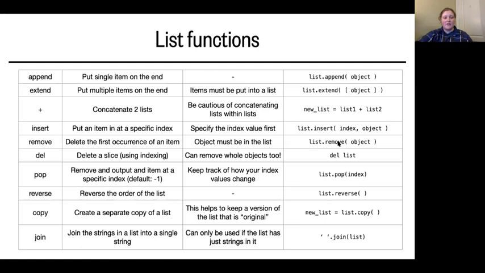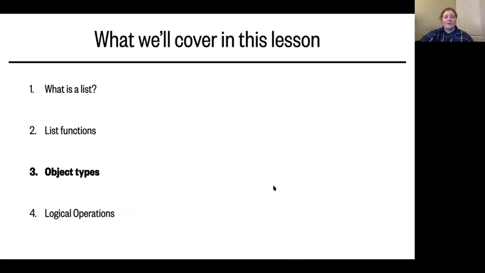Here I've put all of the list functions we just learned, so you can see a put-together list of what they do. Here are some of the caveats and warning signs, and then here are some examples of how to do those. So use this for reference as you need. That's all we have for this lesson, and the next one will be object types.